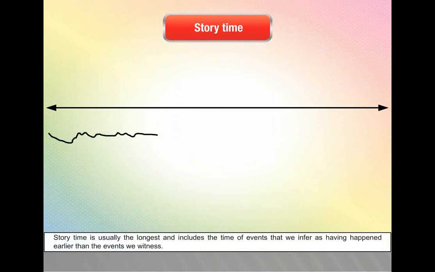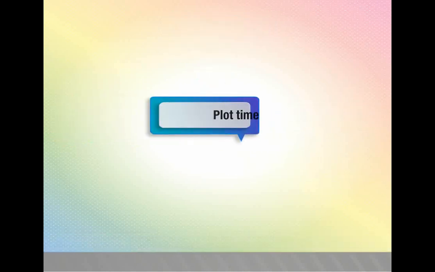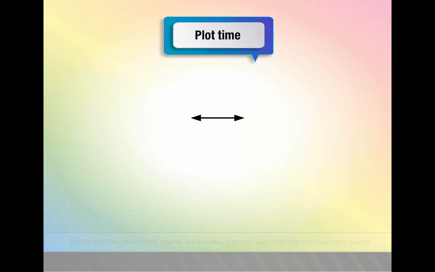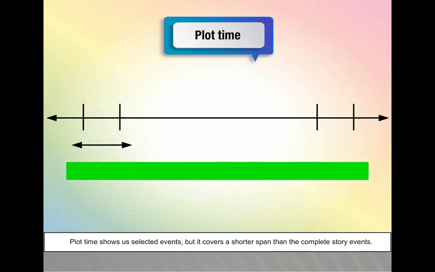Story time is usually the longest and includes the time of events that we infer as having happened earlier than the events we witness. Plot time. Plot time shows selected events, but it covers a shorter span than the complete story events. Screen duration.